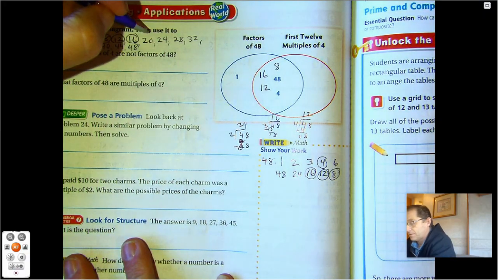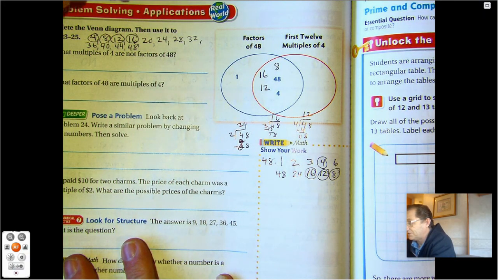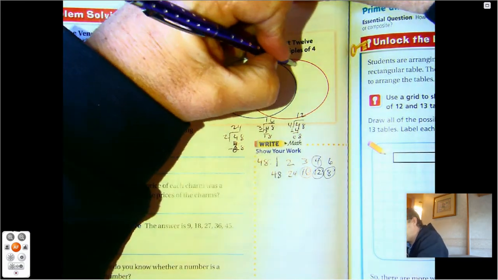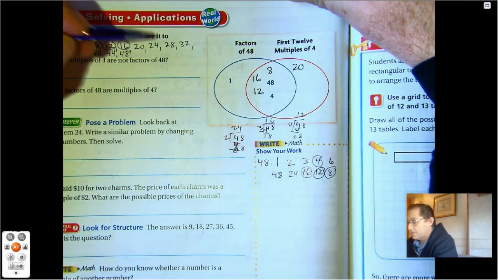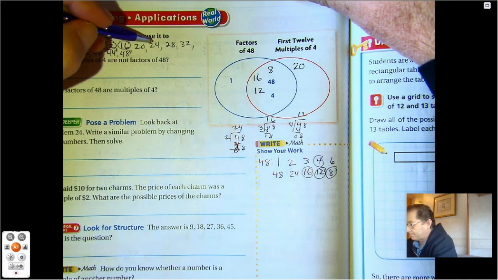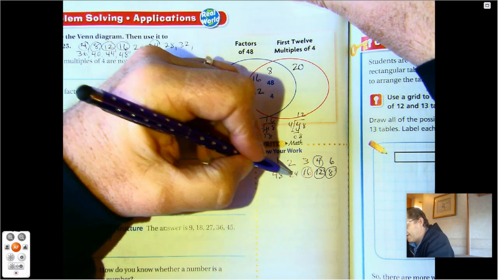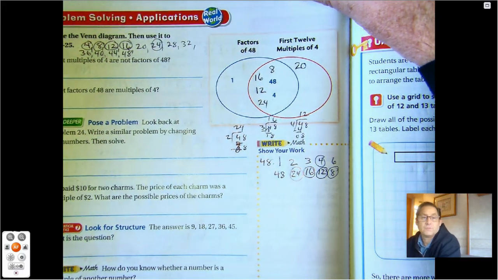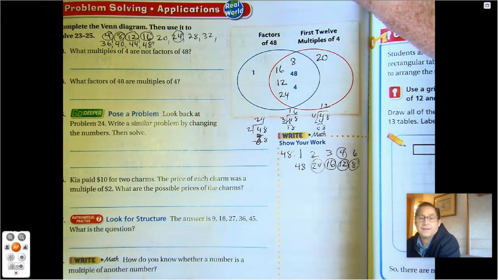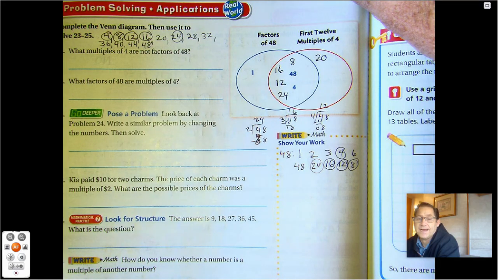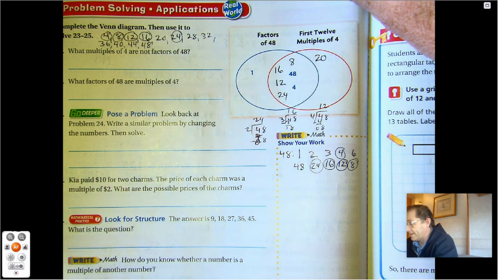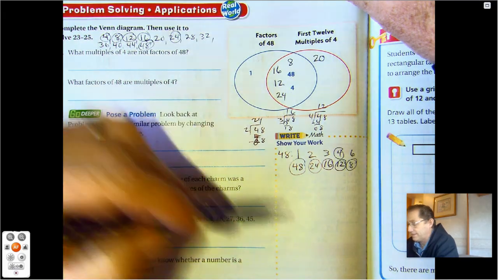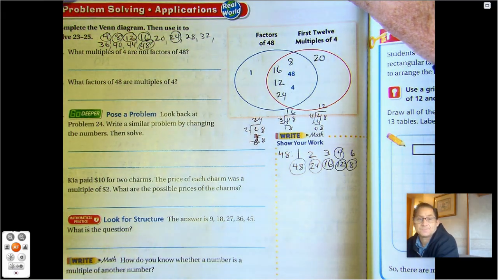20. 20 is just a multiple of 4. 24. 24 is a factor and a multiple. 24 is a multiple of 4, and 24 is a factor of 48. 48, we know, is a multiple of 4 and is also a factor of 48.